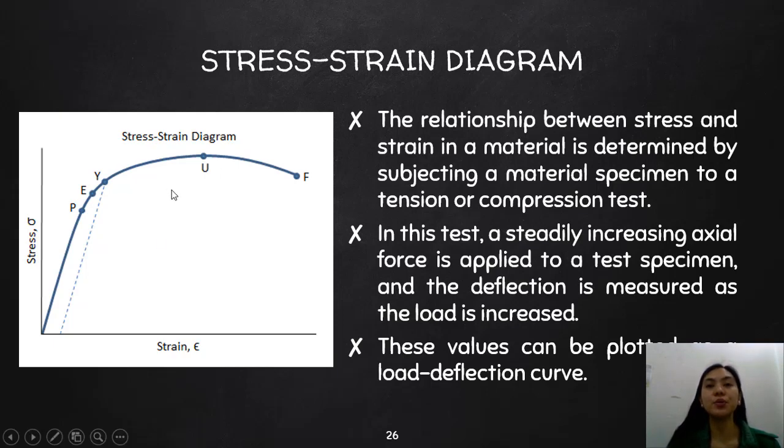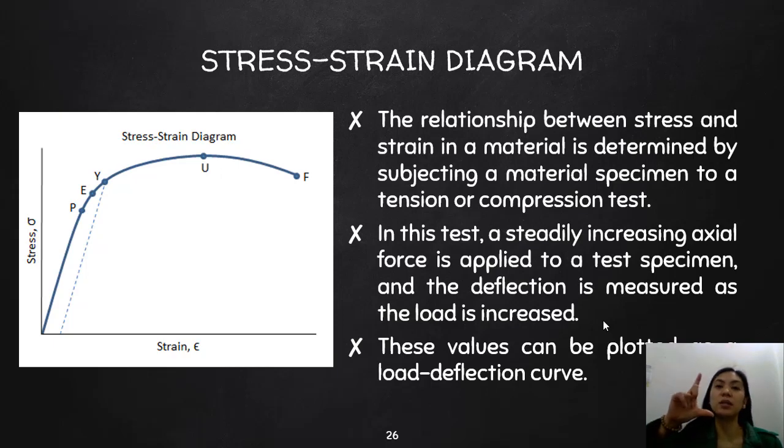Now, one thing that you also have to remember, class, is that every material has its own stress and strain diagram. For this one, this is steel, okay? It says here, the relationship between stress and strain in a material is determined by subjecting the material specimen to a tension or compression test. In this test, a steadily increasing axial force is applied to a test specimen and the deflection is measured as the load is increased. This is how it is usually done in the universal testing machine.